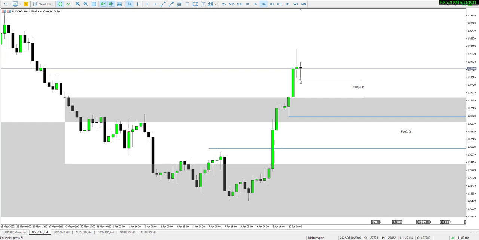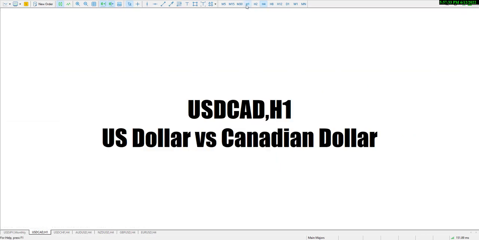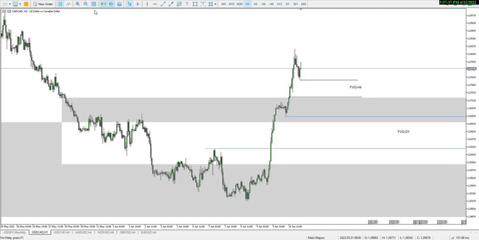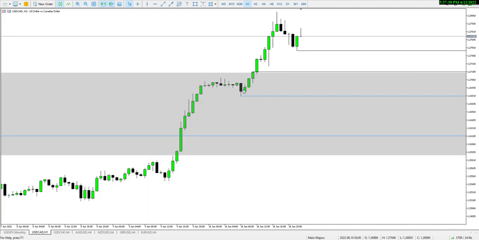So anything positive for the CAD, then expect those imbalances to be your draw on liquidity. You're expecting price to fill up that imbalance. And the moment we get positive news for dollar, then they should provide support, and then price will move to the upside. So that's pretty much about it regarding USDCHF and USDCAD.